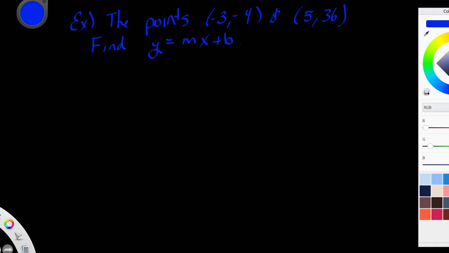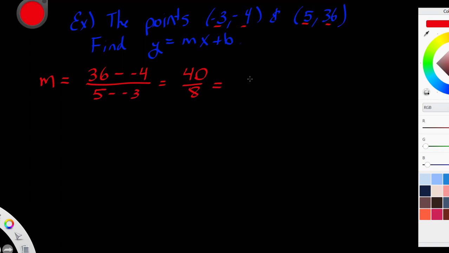Whenever you have a problem like this, the first thing you want to do is find the slope. So the slope, which is m, is going to be your y's minus your x's. So that's going to be 36 minus -4 divided by 5 minus -3, which is going to give me 40 divided by 8, which gives me a positive slope of 5.